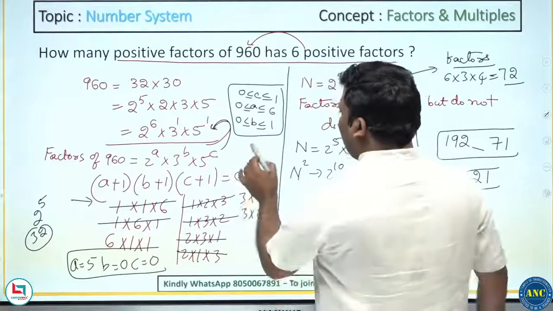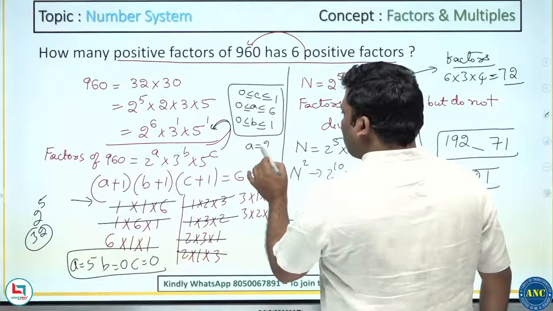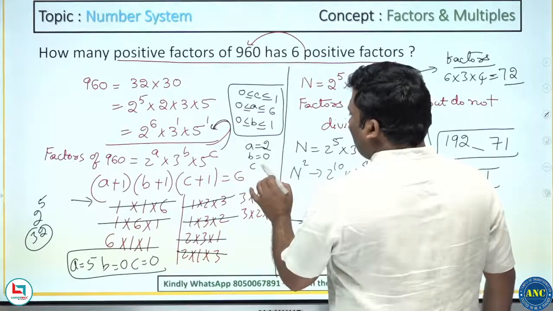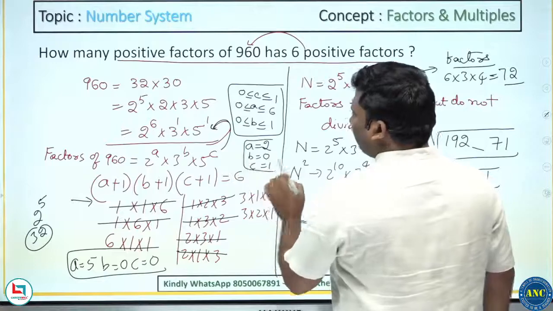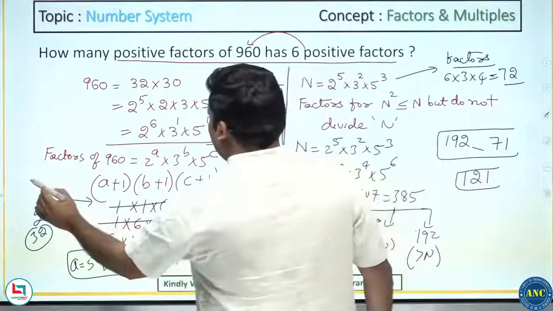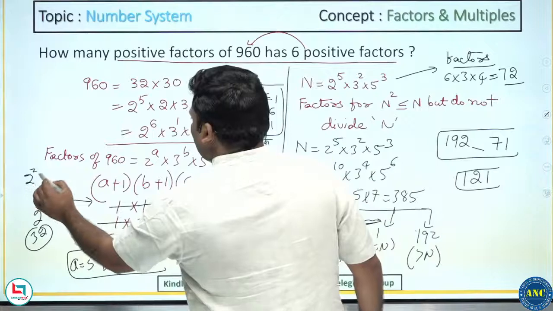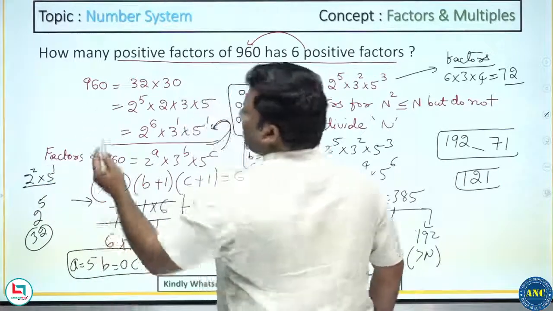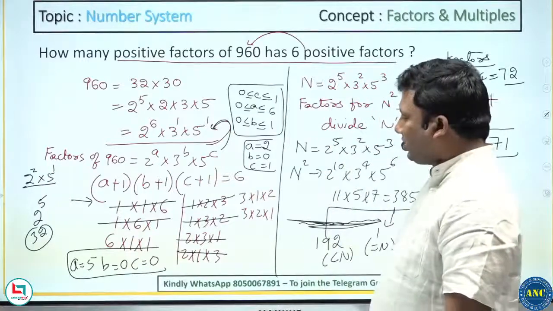A plus 1 is 3, A value 2, possible. B plus 1 is 1, B value 0. C plus 1 is 2, C value 1. That means the next number is 2 square into 5 power 1. 4 5s are 20. 20 is a factor of 960 which got 6 factors.